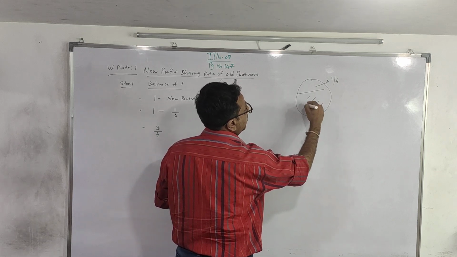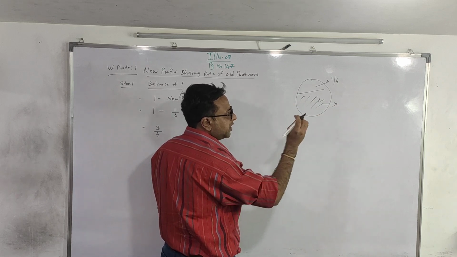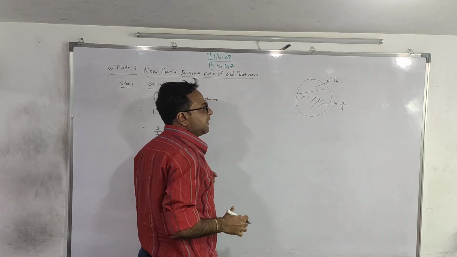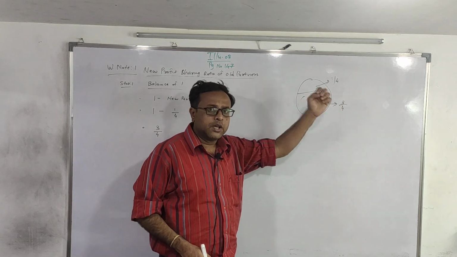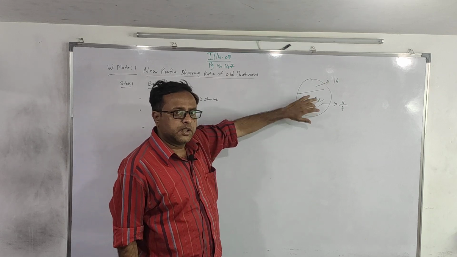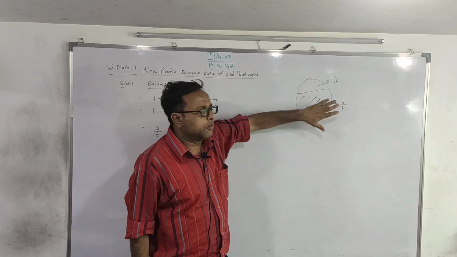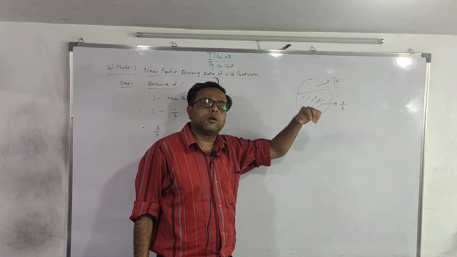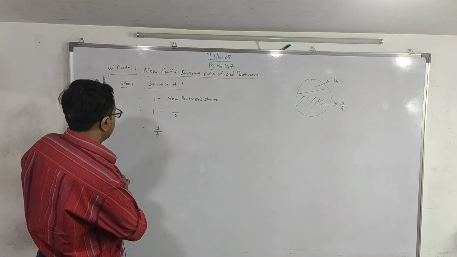So this balanced portion will be distributed between the old partners. The balanced portion is 3 upon 4. So this balanced portion will be distributed between old partners in their old ratio. This is how we'll get the new profit sharing ratio of the old partners. The one part is being shared by the new partner, that is 1 upon 4. So the balance portion, 3 upon 4, will be distributed between old partners in their old profit sharing ratio. This is what the balance of 1 is. So now step number 2.